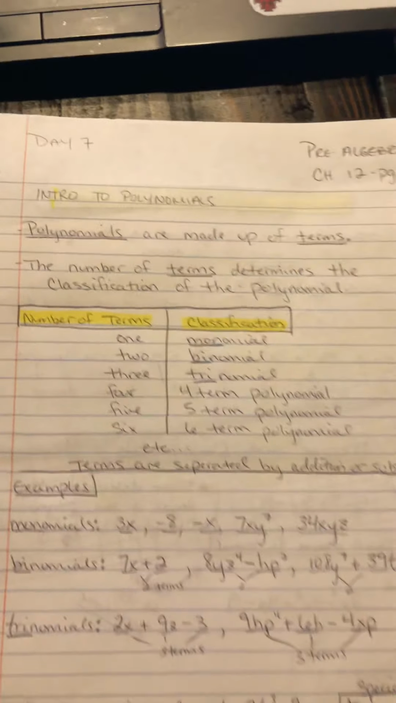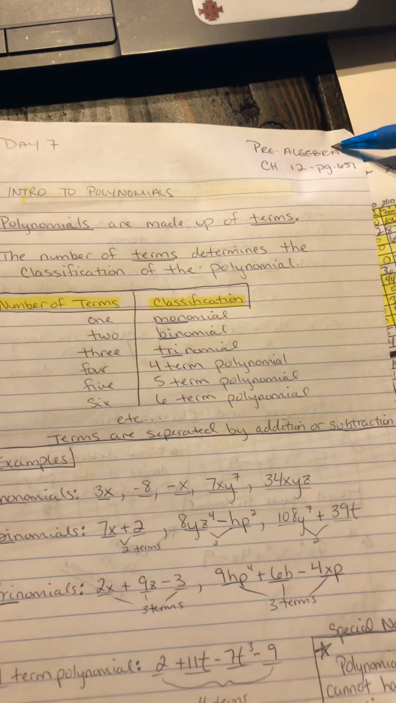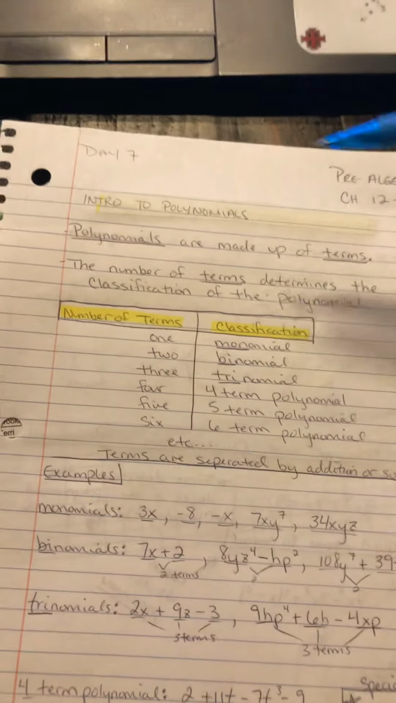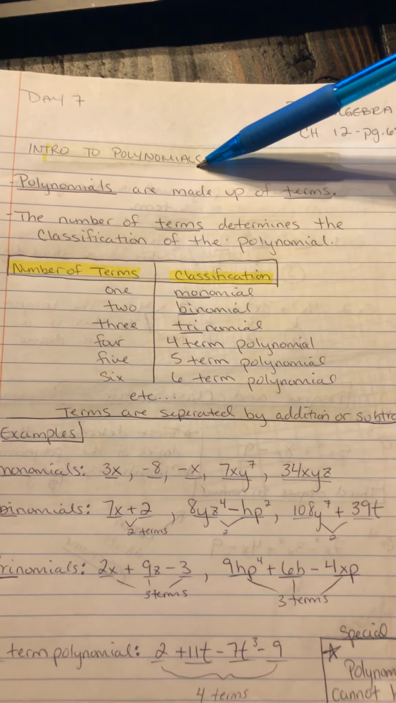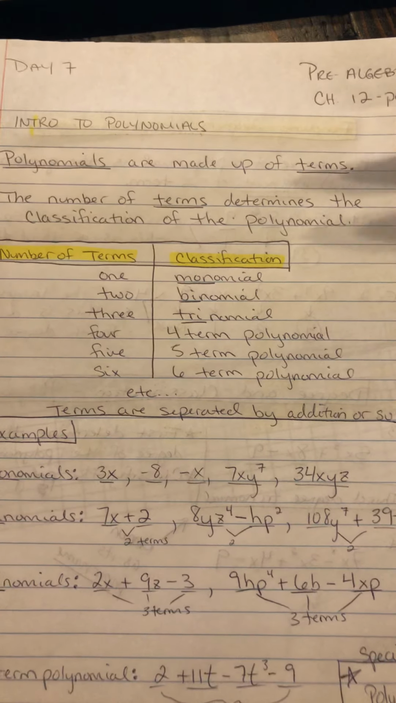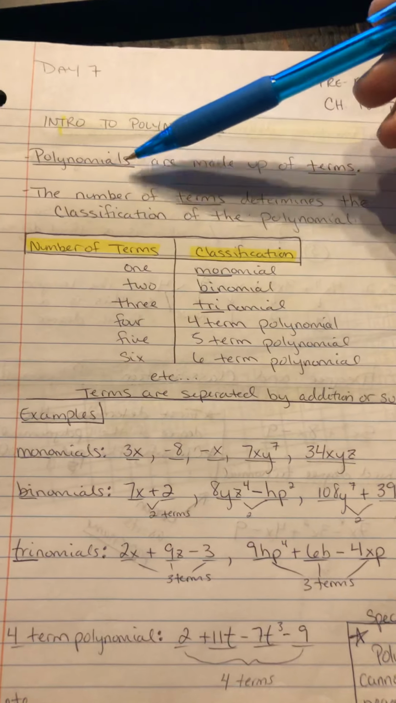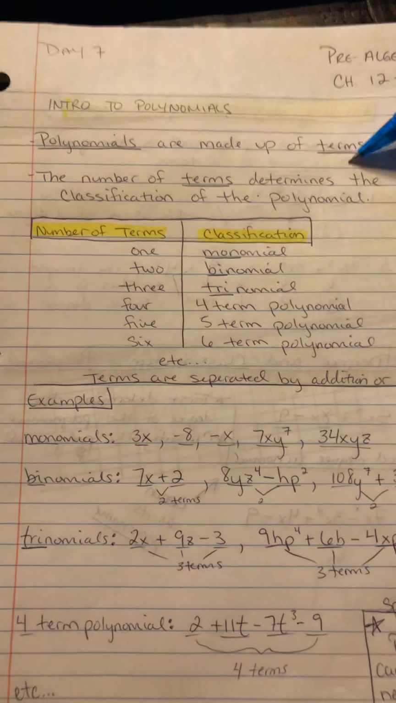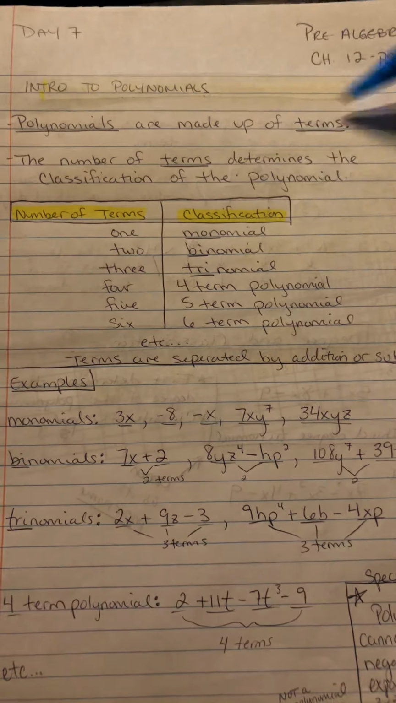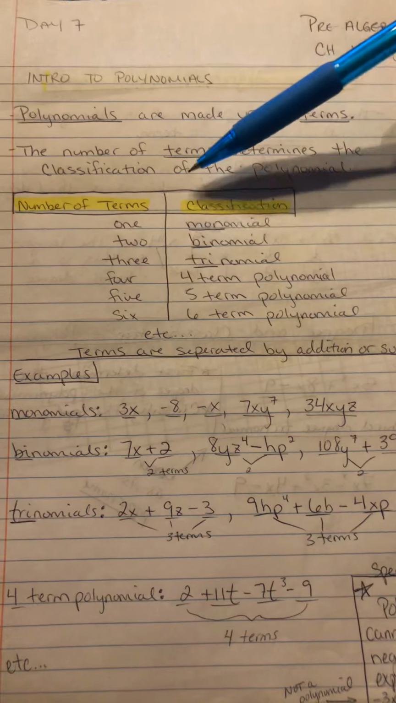This is Intro to Polynomials. If you do not have a sheet of paper, you're going to want to get it now and pause this. You're going to want to put this at the top: Pre-Algebra, Chapter 12, page 651, Intro to Polynomials. Again, you'll pause at any point if you need to write this down. It says polynomials are made up of terms. Those are all vocabulary words you're going to want to know. The number of terms determines the classification of the polynomials.